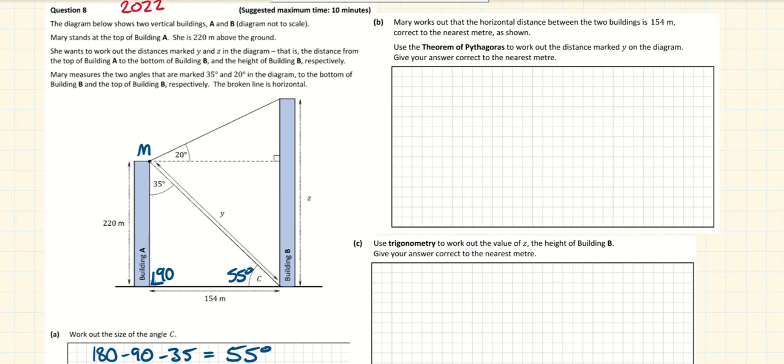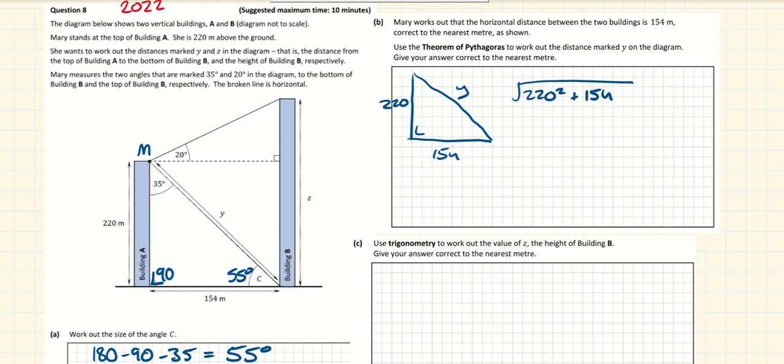So Mary works out the horizontal distance is 154 metres. So use the theorem of Pythagoras. Again, we're using Pythagoras to work out the distance marked Y. We just need Y. Let's draw a triangle for it, as always. So we've got 220 over here, 154 here. Now we can use Pythagoras for Y. We've got the two short sides, so that means we're going to do the square root of each of them: 220 squared plus 154 squared. We put those two together, and that will give us, to the nearest metre, 269 metres.